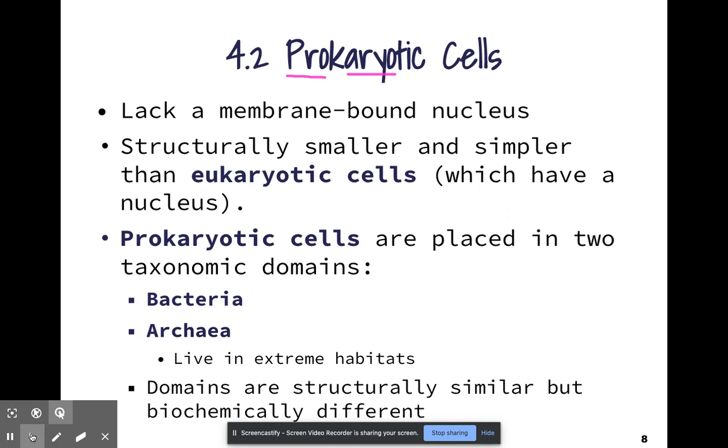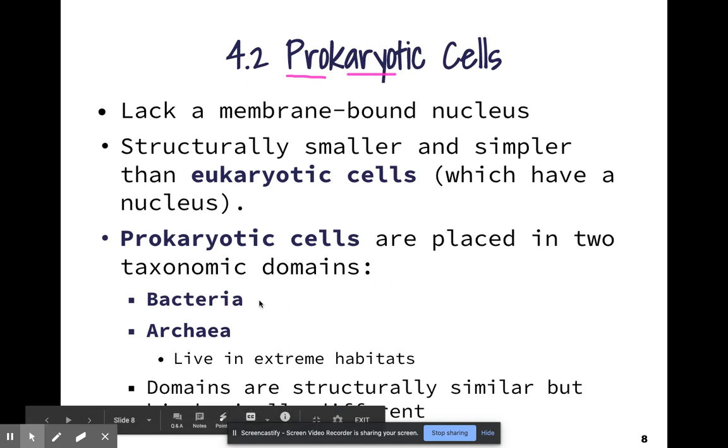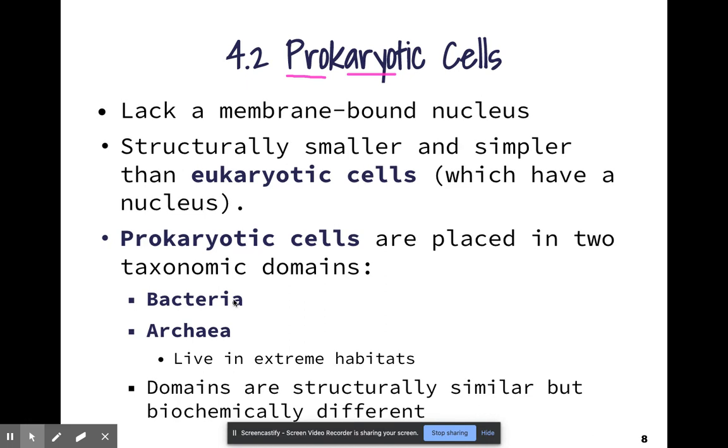Prokaryotic cells lack a membrane-bound nucleus. Structurally, they're smaller and simpler than eukaryotic cells, which have a nucleus. Prokaryotic cells are placed in two taxonomic domains. They include bacteria and archaea. Remember, archaea live in extreme habitats. The domains are structurally similar, but biochemically they're different. What you need to know about prokaryotic cells is that they don't have a nucleus, and they are known as bacteria cells.